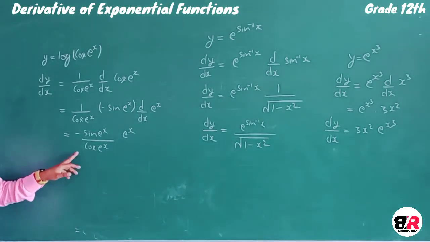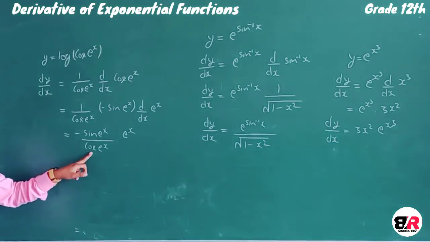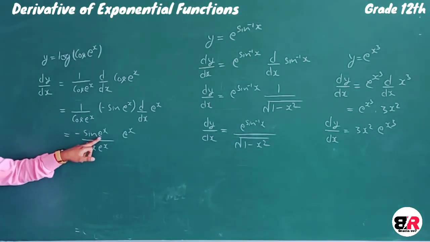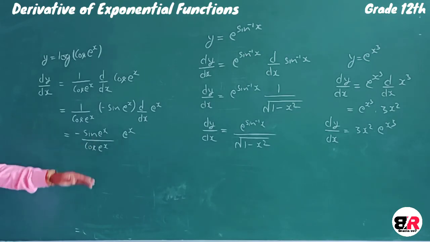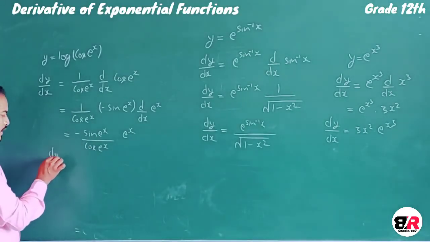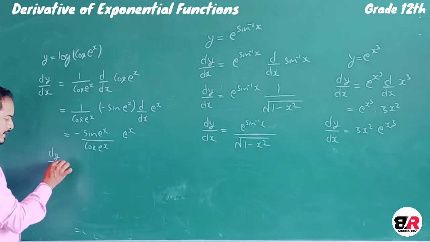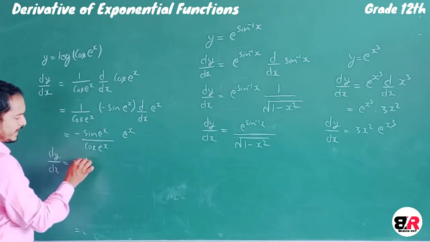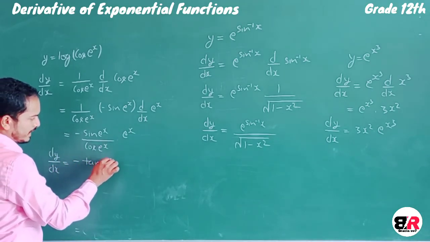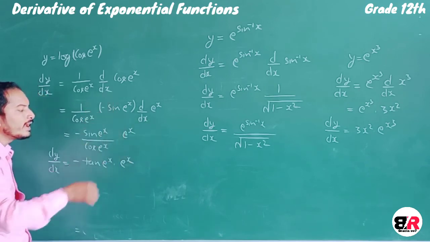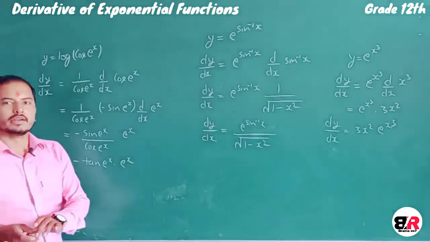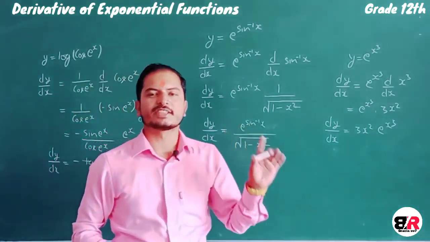Now simplify this. Sin x upon cos x is tan x. Then sin e to the power x upon cos e to the power x is tan e to the power x. Then we will have the required answer as dy by dx is equal to minus tan e to the power x into e to the power x. So this is all about the derivation of exponential functions.